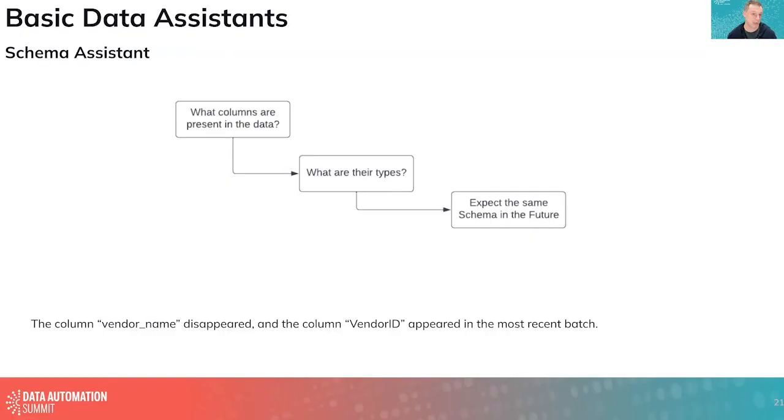Let's take a look really quickly at how that is happening. I'll dive into a couple of those. For example, in the Schema Assistant, we are just following a very, very simple flowchart. What columns are present in the data? In this case, the schema is just saying, what's there? What are their types? And okay, let's expect the same schema in the future. I mentioned this already, but the vendor name disappeared and the vendor ID column appeared in the most recent batch. That becomes a very natural thing that we can say on the basis of this Schema Assistant.